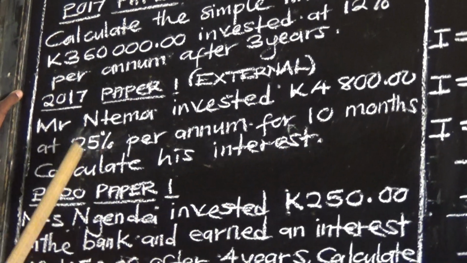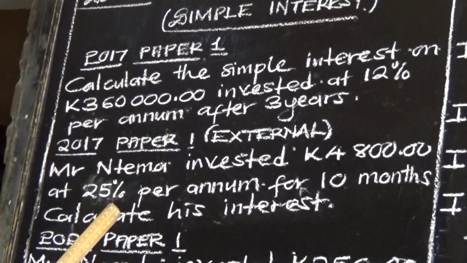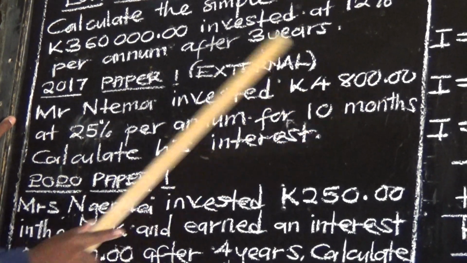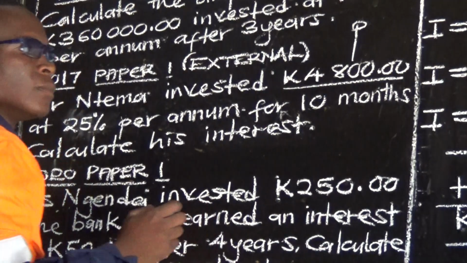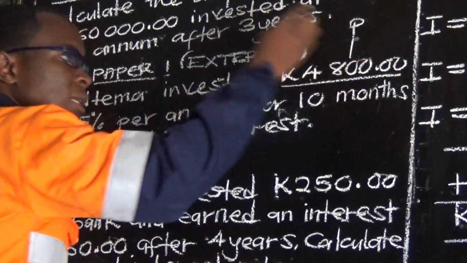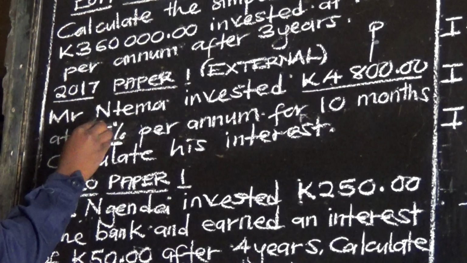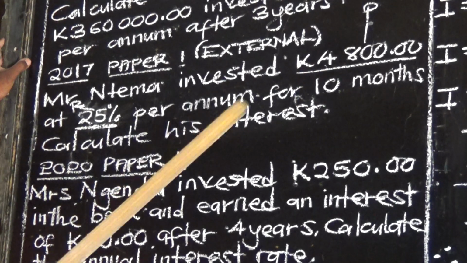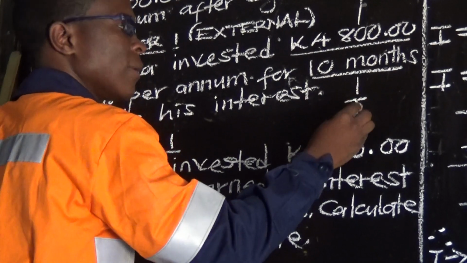Are we together? Yes. Calculate is what? Interest. So in our case, we need to identify what we have been given. So Mr. Ntema invested 4,800. Remember what I said? The money invested, it is the principal. The money invested or deposited. So in this case, our principal is 4,800. Then the rate is in percentage, so this one is our rate, which is 25%. Now for 10 months, this is our time.